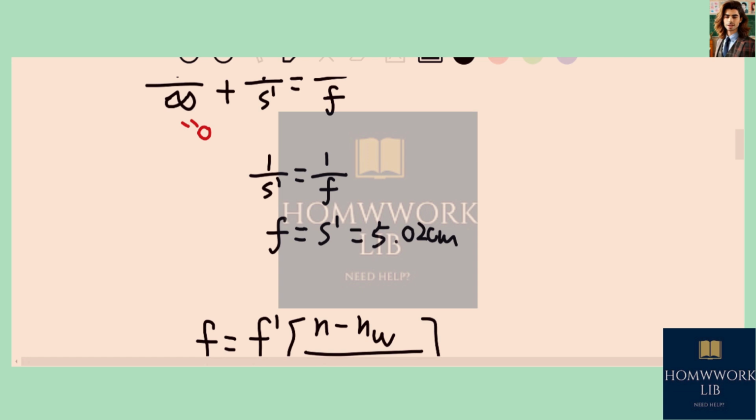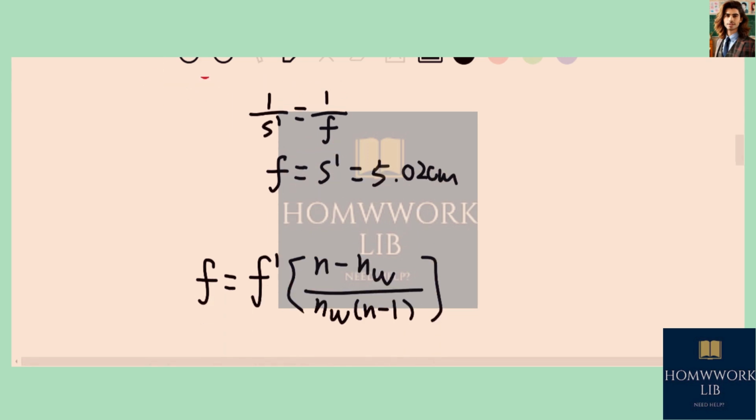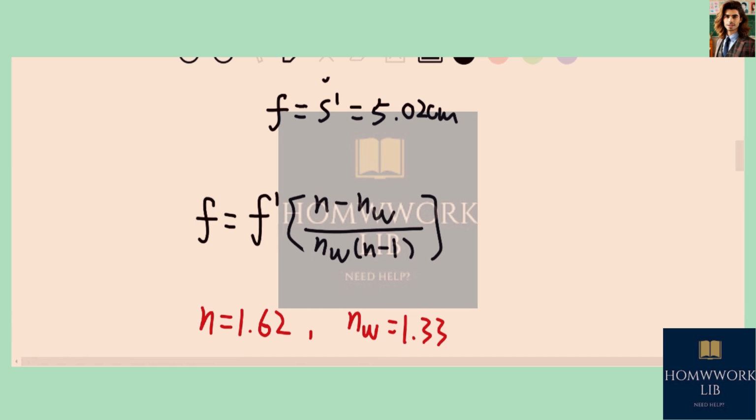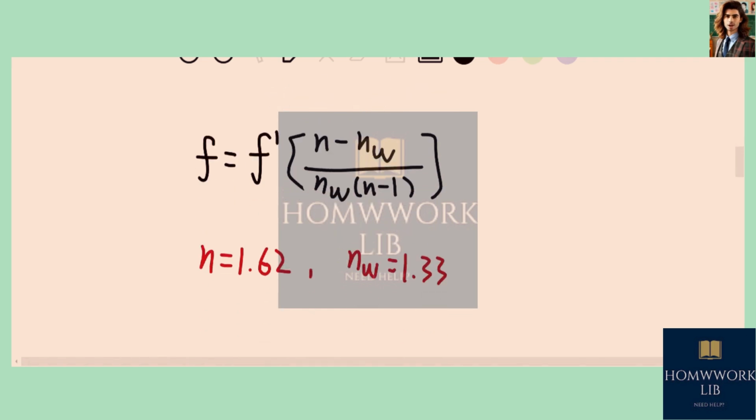And the focal length of the lens in the air is related to the index of refraction of the liquid, or in this case, the water, which is given by the following equation, which is F equal to F prime times N minus NW over NW times N minus 1. So N here is the index of refraction of the lens, which is 1.62, and NW here is 1.33 because that is the refractive index of water.